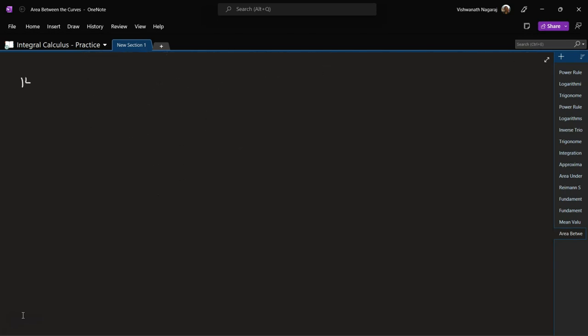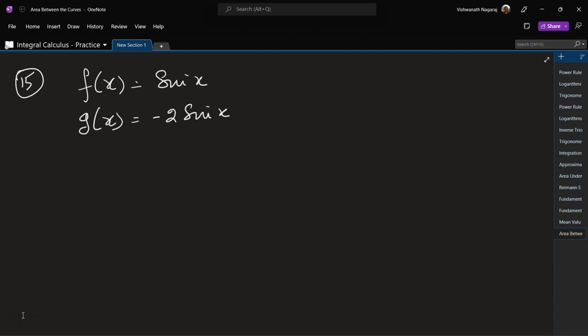Okay, 15th one. F of x is equal to sin x and g of x is equal to minus 2 sin x in the interval minus pi to pi by 2.